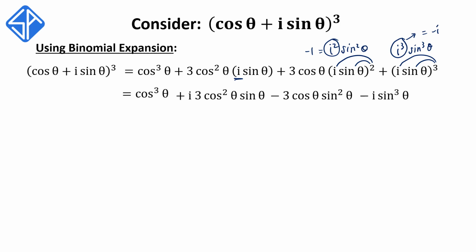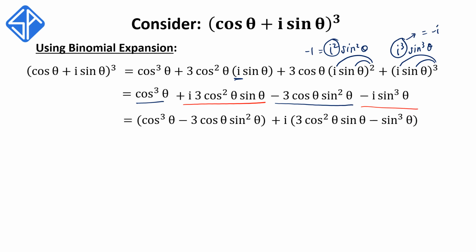The next step now is to group the real parts and the imaginary parts together. So we're going to group cos cubed theta and minus 3 cos theta sine squared theta. That's our real part. We're also going to group the imaginary parts, i(3 cos squared theta sine theta minus sine cubed theta). We're then going to use the trig identity to simplify the expression further.